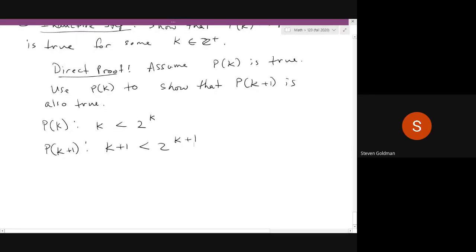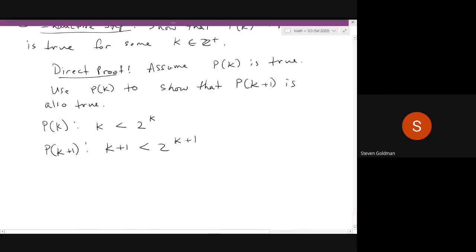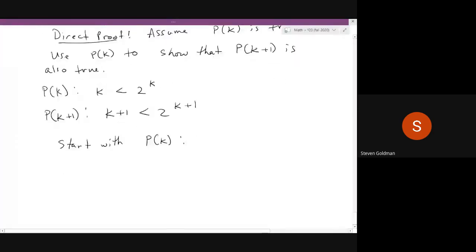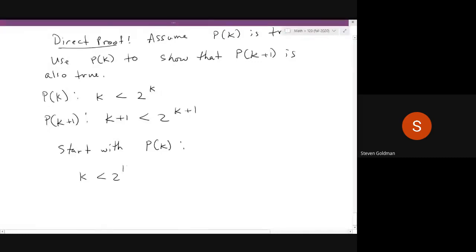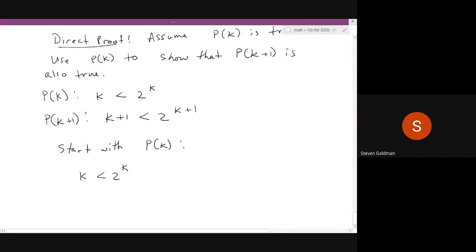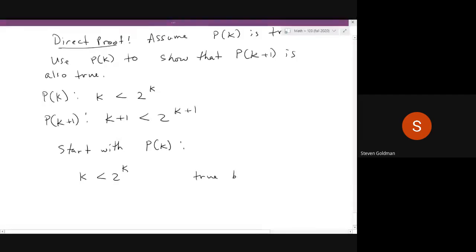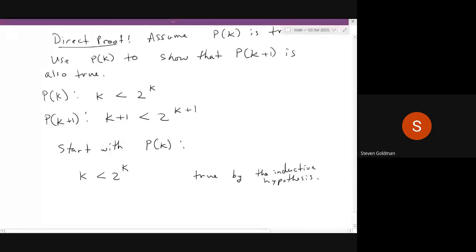So for this problem, again, I'm going to start with P of k, just like I do with the summation formulas. So start with P of k. I'm going to start with the statement that k is less than 2 to the power of k. So this is true by the inductive hypothesis, right? K is less than 2 to the k by the inductive hypothesis. It's an assumption. We're assuming it's true.